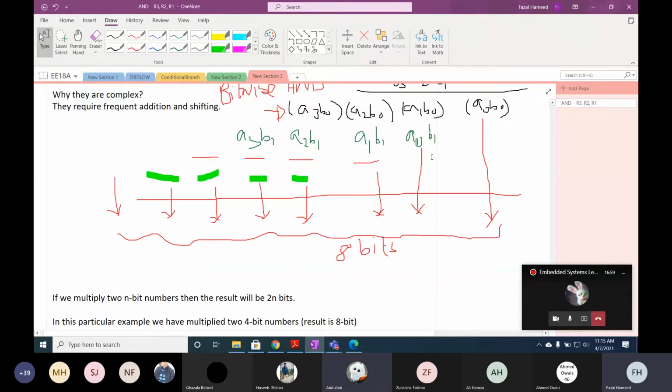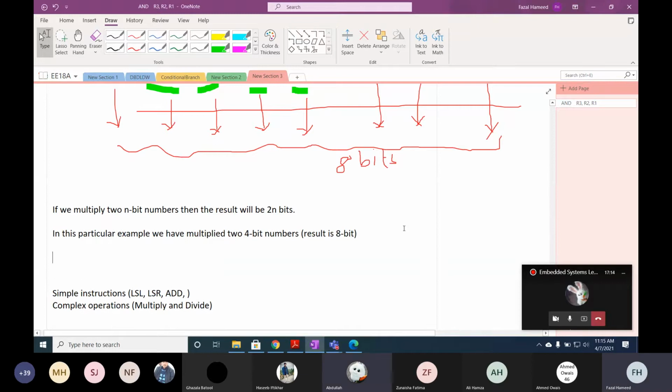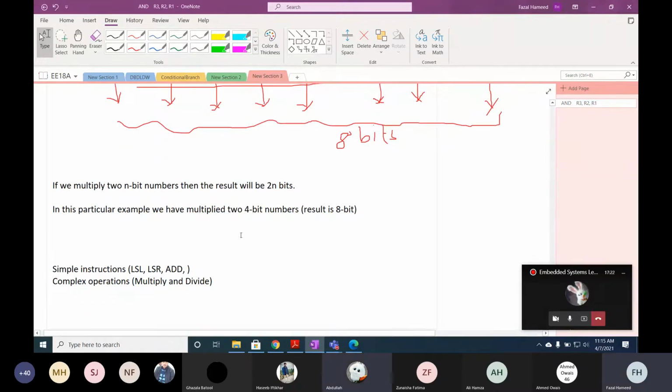If we compute all these results, this will reach the maximum. And I also gave you an example. For a 4-bit number, the maximum value is 15. Do you remember this? If you multiply 15 by 15, the result will be 225. And to represent 225, we need at least 8 bits. Okay?